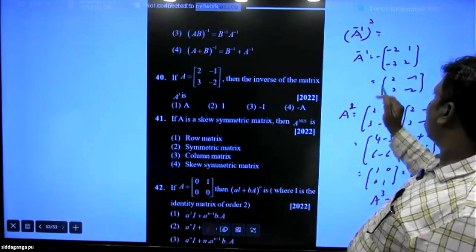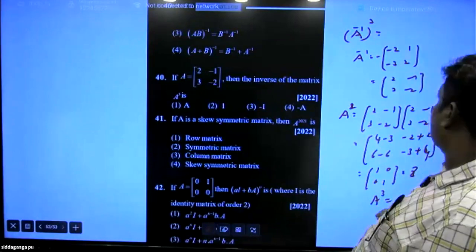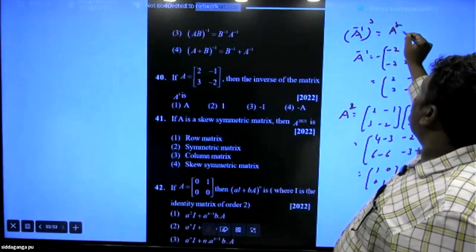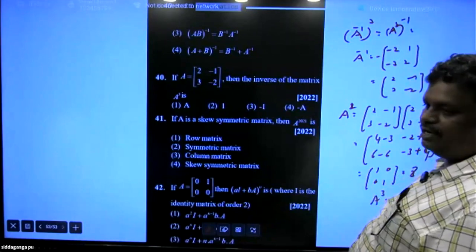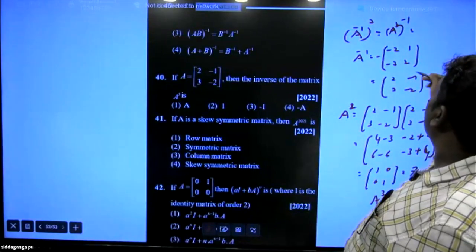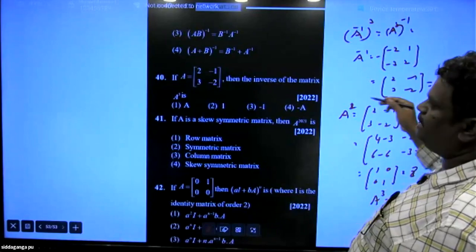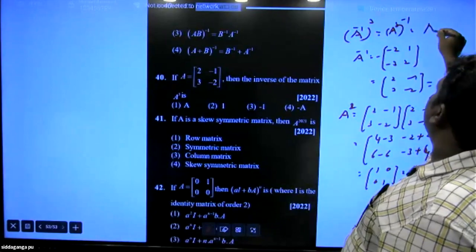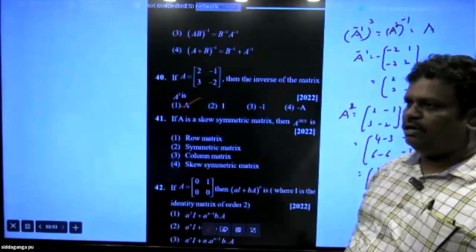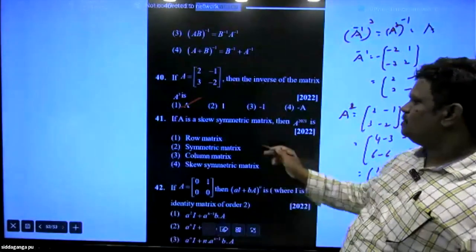Now first find A inverse, then calculate A square. There is a property: A inverse whole cube can be written as A cube whole inverse. Now see what happens: A cube is equal to A. A inverse is again the same matrix A. So that's why the answer is the A value. A cube is also given, and the answer is the A value. This is also the same question, A power.